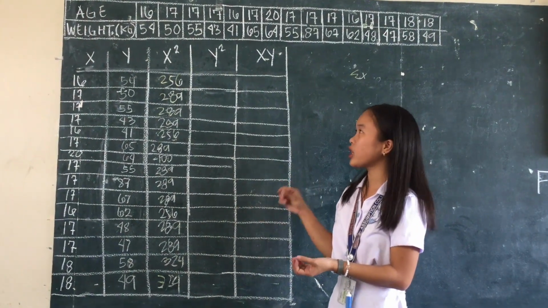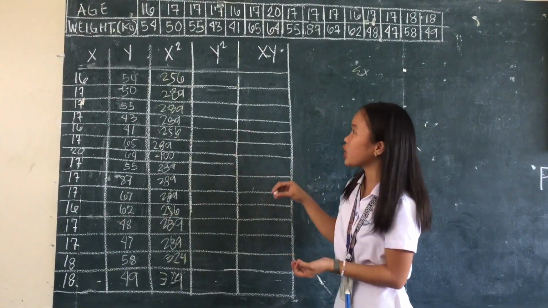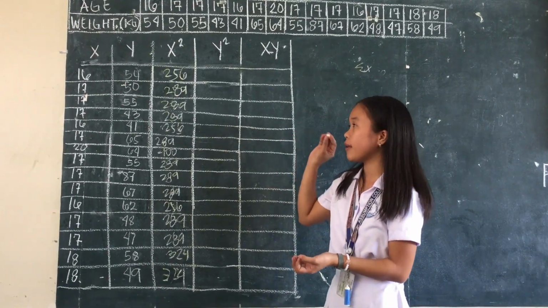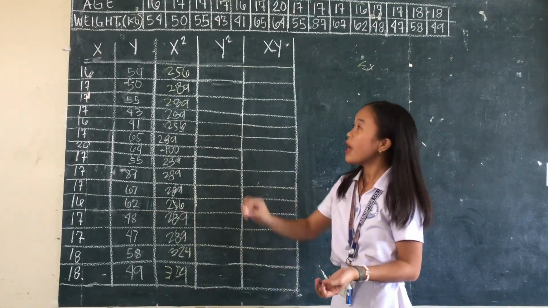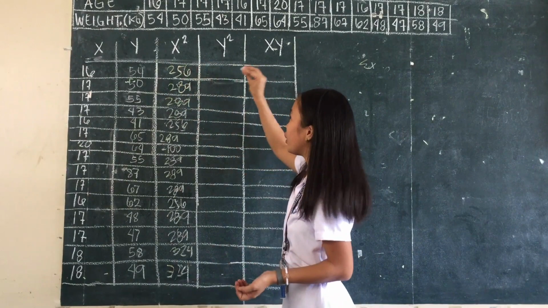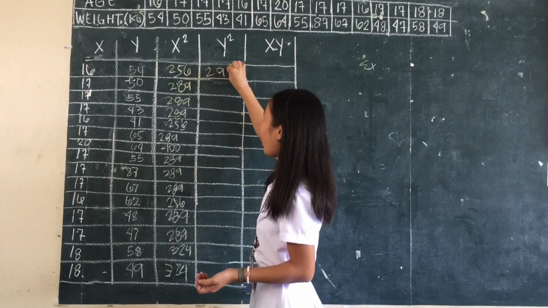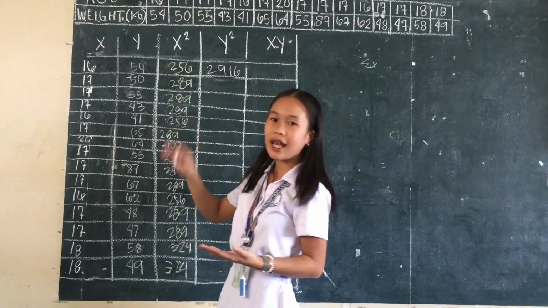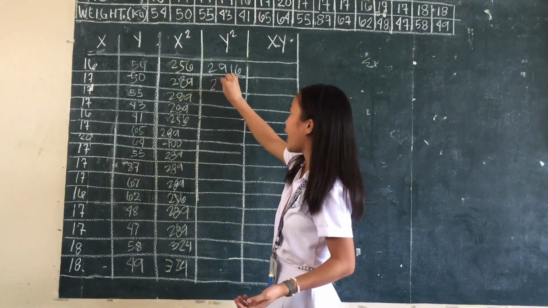Same process to get the y squared. We need to multiply the value of y by itself. So 54 times 54 is equal to 2916. Next is 50 times 50 is equal to 2500.